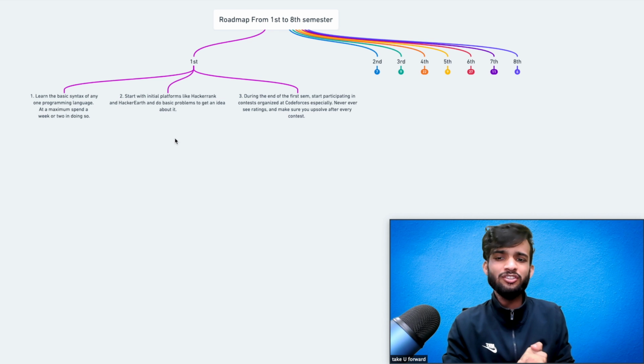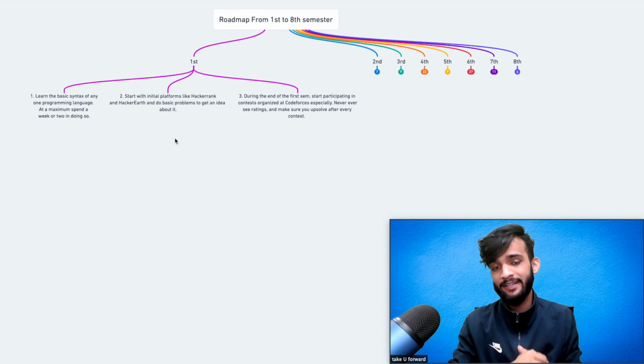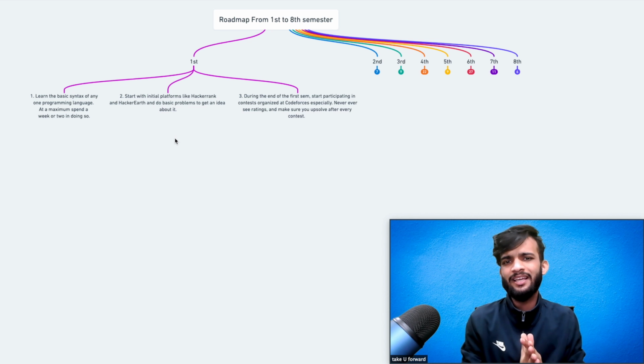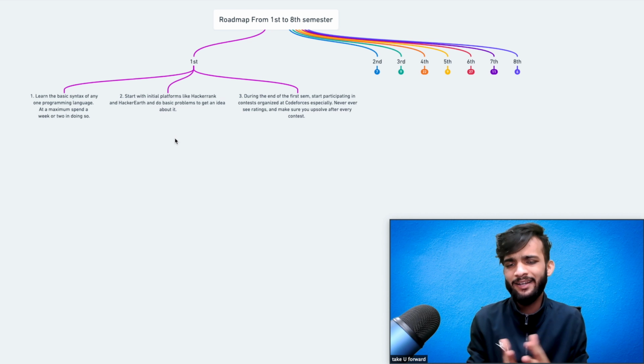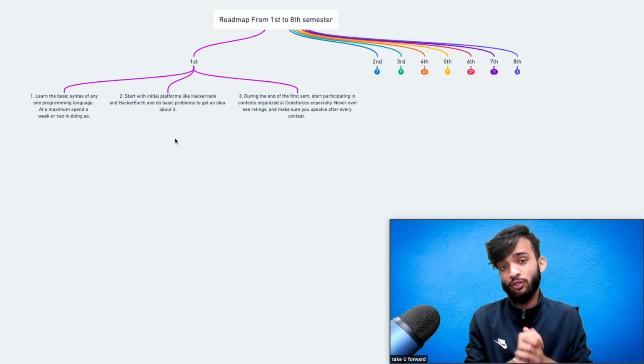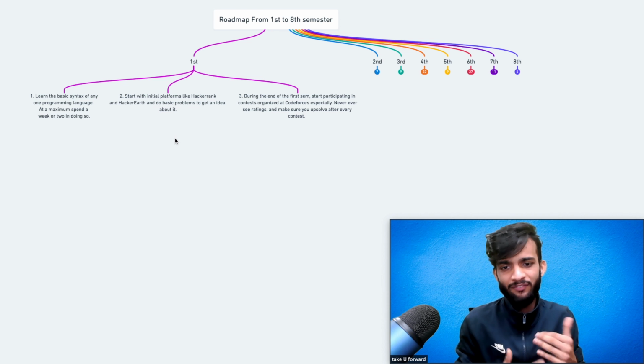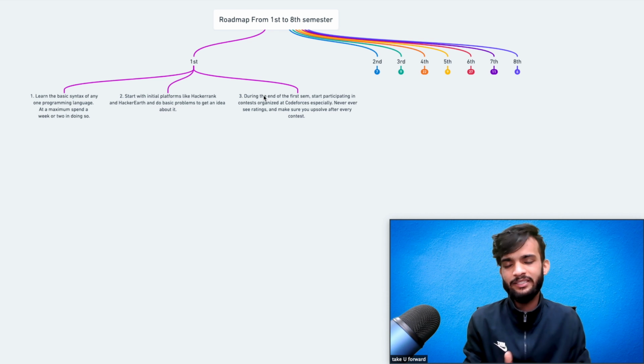So after that, you need to start with initial platforms like HackerEarth and HackerRank, and you have to do all the basic problems, which are math related problems or some basic implementation problems. You can probably scroll through HackerRank and you'll find all the basic problems. So do this for a couple of months, and once you have done this, during your end semester, start participating in the contests organized at Codeforces.